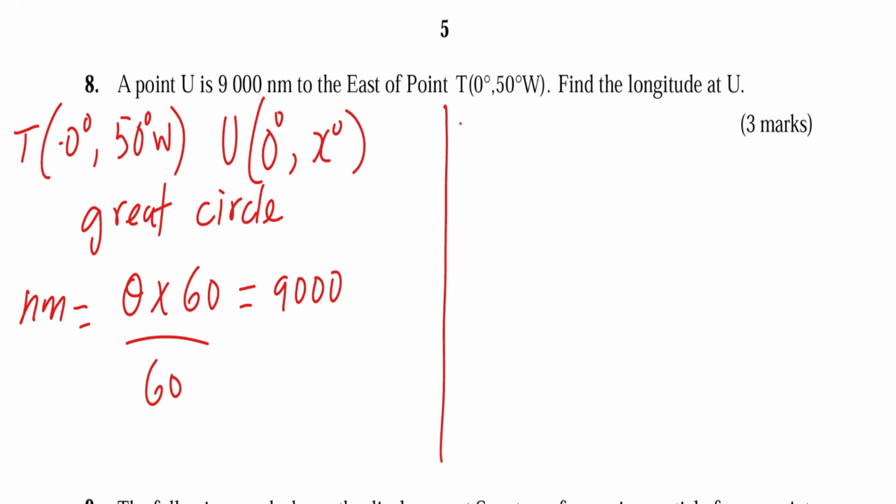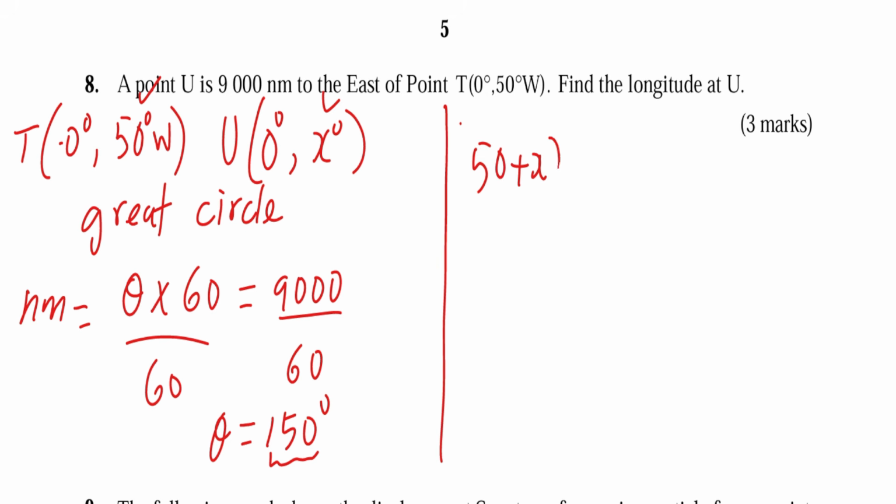So let's divide by 60, and therefore theta is equal to 150. So ukiangalia hii ni 150. There's no way I can subtract this and this to give you 150. This means that you added those two to give you 150. So ikiwa umeadi hizo mbili, it means that this one is in east. So if it is in east, then you add the two longitudes. But if they both are in the same direction, which is in west, you could have subtracted. But for this case, moja ilikuwa ni west, ingine ni kwa east, ndo maana uli add ukapata 150 degrees.